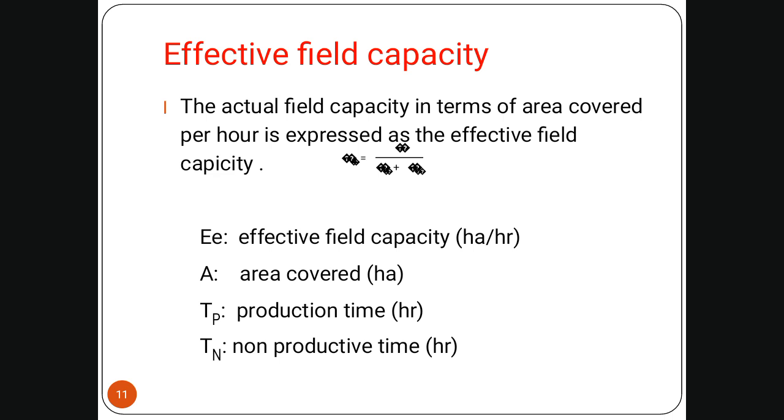Now next is the effective field capacity. Actual field capacity in terms of the area covered per hour is expressed as the effective field capacity, and this is denoted by the area covered in hectares. TP is the productive time and TN is the non-productive time.